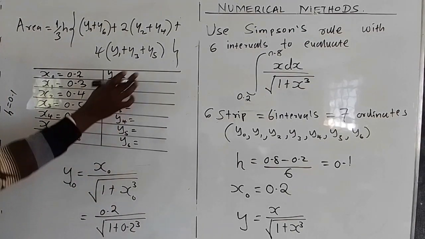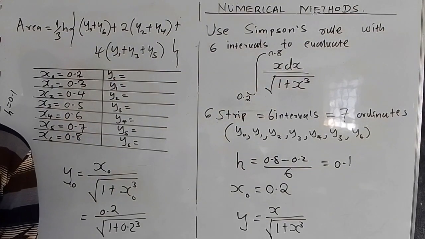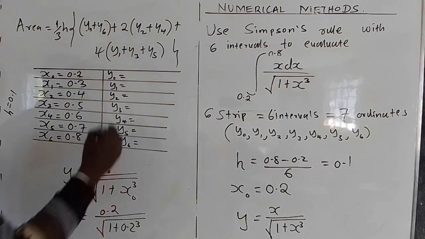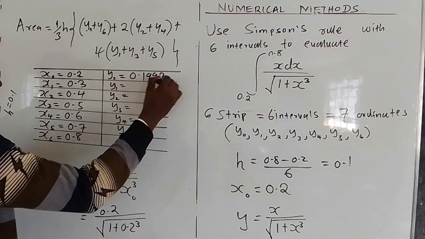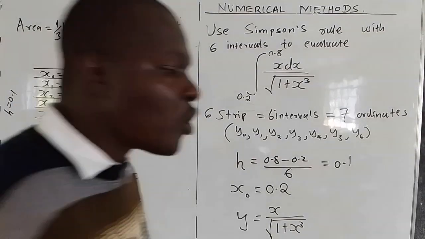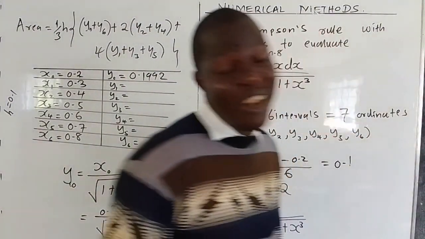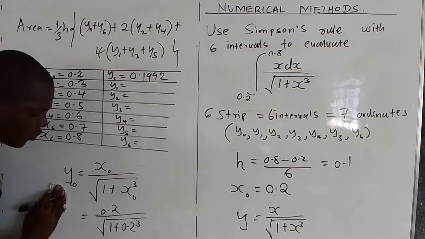So what is y naught? If you are not told the number of decimal places, 4 decimal places is very convenient. You get 0.1992. Then after that, are we together? Yes. After that we move on, and you will see those are the same values you got in the trapezoidal rule, isn't it? Yes.